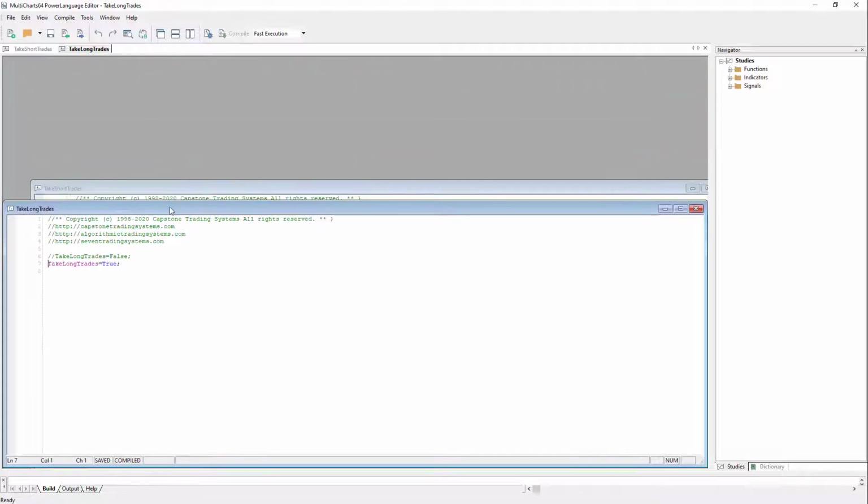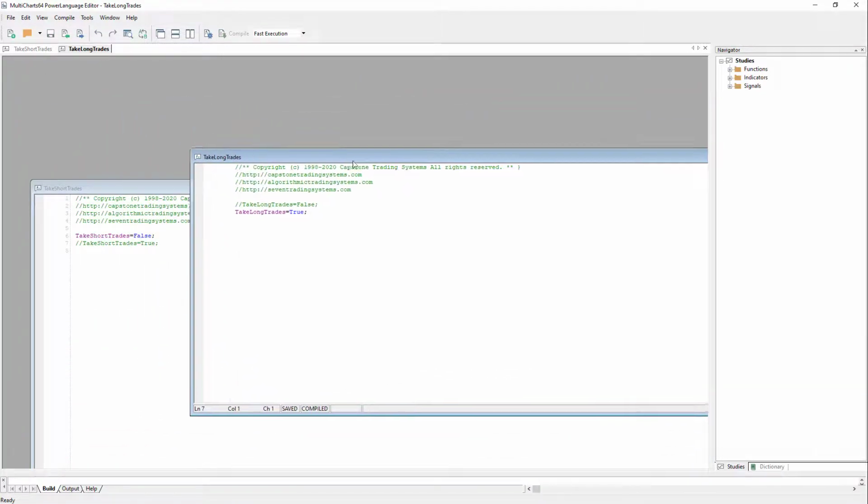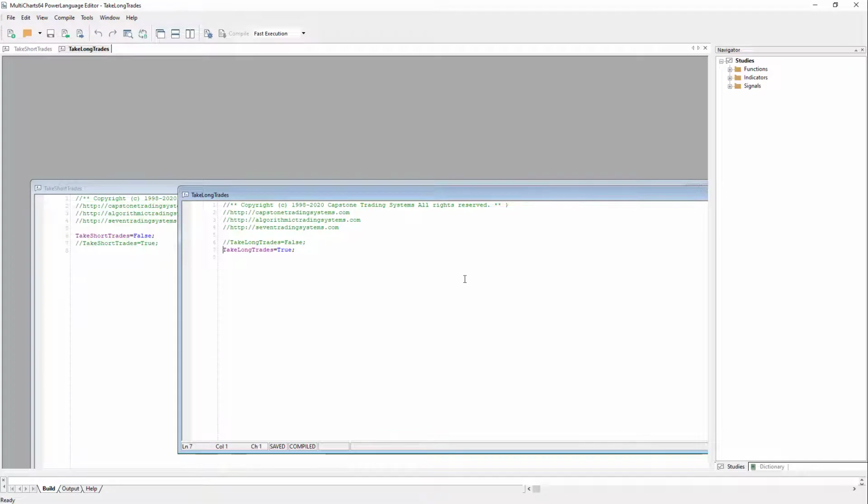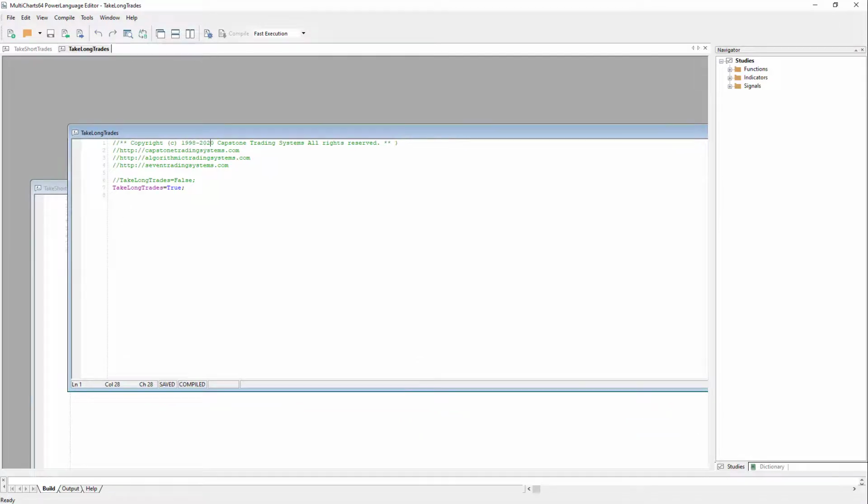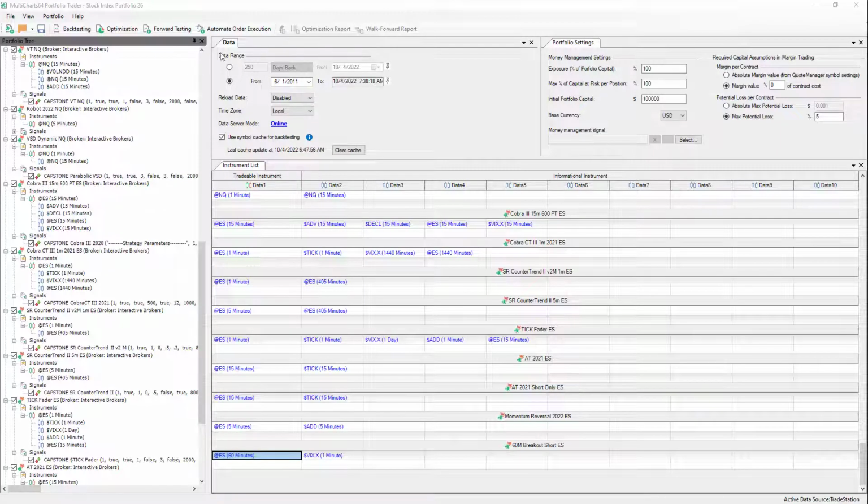And so you can see here the long trades are set up to true, and the short trades are set up to false. And so that is what we're going to do now. We're going to run the back test. So you can see 6/1/2011 to 10/4/2022. I am going to turn this back test on. I'm going to time it to see how long it takes. So I'm going to click on back testing.